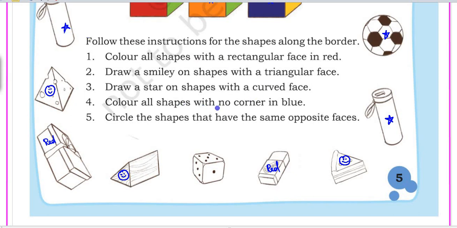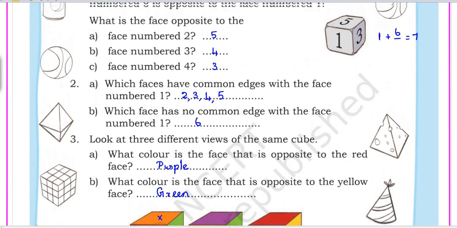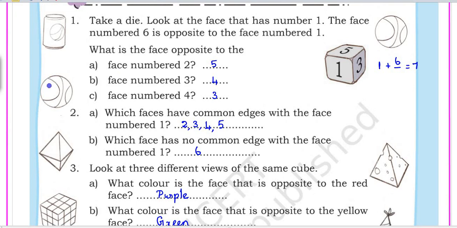Now color all shapes with no corner in blue. What other shapes have no corner? That means no vertex. This has no corner, so we have to color this one with blue color. This also has no corner, we have to color it with blue. Like this, we can find out the remaining. Anything else with no corner? This also has no corner, we have to color it with blue.